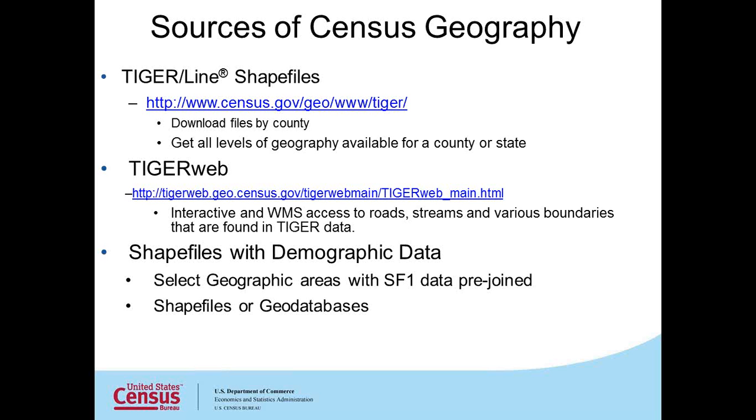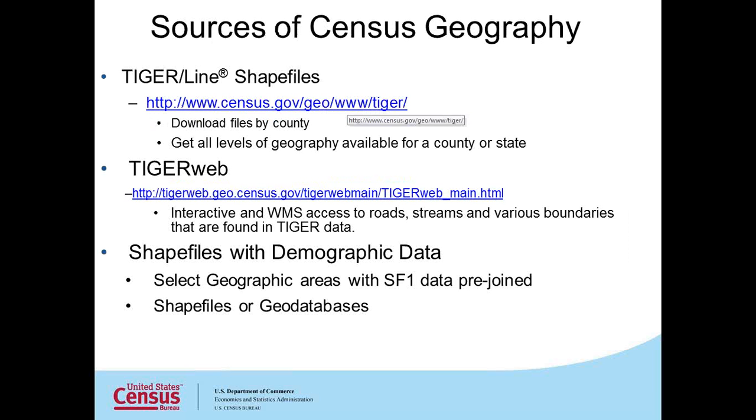Shapefiles really came out in 2007. Before that, we had TigerLine ASCII files. They were just text files that you had to import into your GIS to use. After enough suggestion and complaint, Census said, hey, let's just start making shapefiles. People will be happier. And then 10 years later, they said, hey, let's just start making geodatabases. People will be happier.